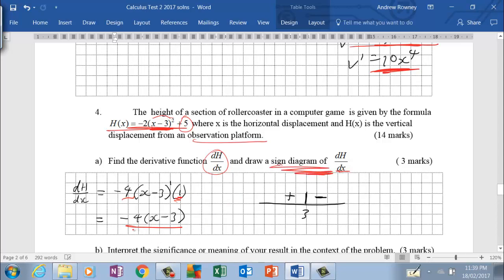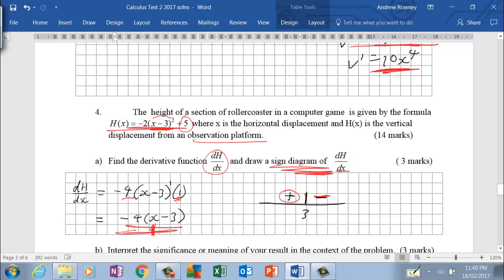So the sign diagram is when this is 0, it's going to be 0 when x is 3. So we put a solid line over 3 and we work out the signs. If you take a number bigger than 3, like 4, you have 4 take 3, which is 1. 1 times -4 is a negative. If you put something less than 3, like 0, 0 take 3 is -3. -4 times -3 is +12, it's a positive number.